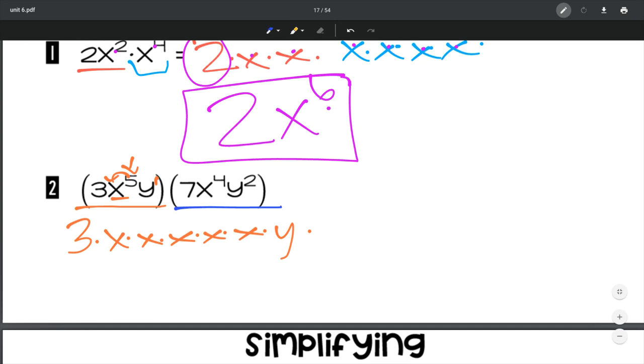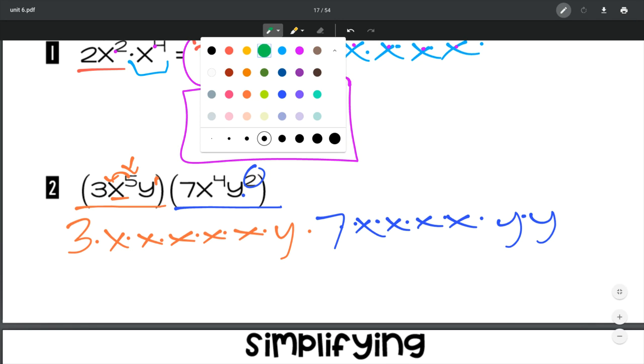Now let's do this one. This monomial right here, it's 7, and you're going to multiply it by x 4 different times. And the y is going to be 2 times. It's okay to have multiple variables, multiple letters. You just want to make sure that they stick together. Same thing with the number.